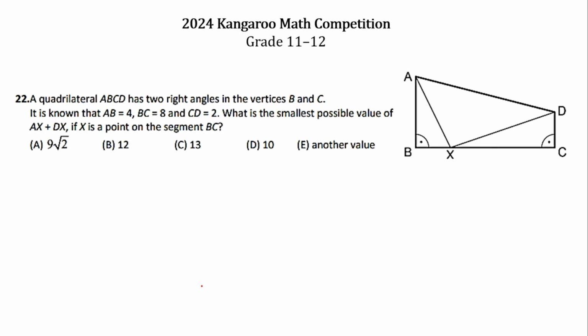Problem 22. A quadrilateral ABCD has two right angles in the vertices B and C. It is known that AB equals 4, BC equals 8, and CD equals 2. What is the smallest possible value of AX plus DX if X is a point on the segment BC? We can solve this problem by applying calculus, but I'm going to show you a solution that involves construction.